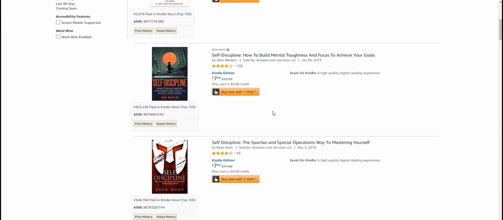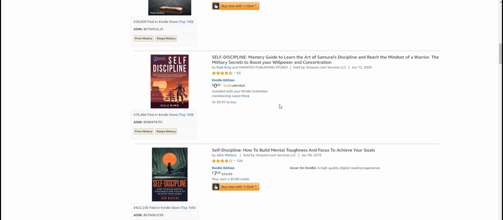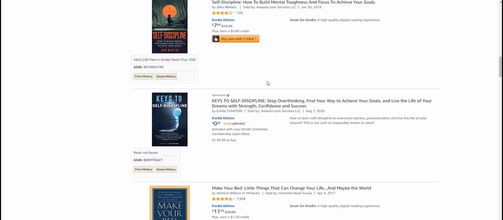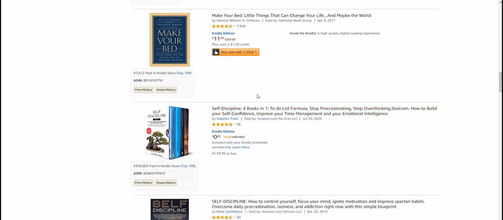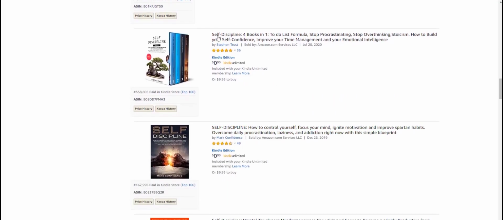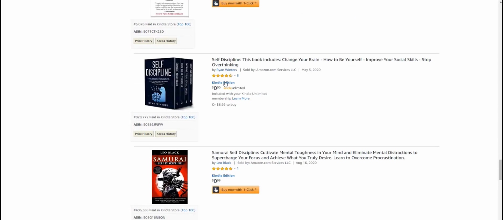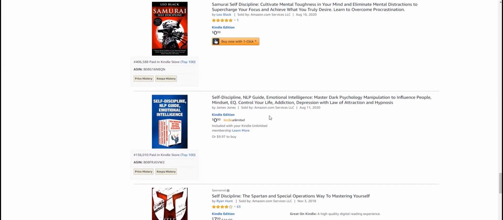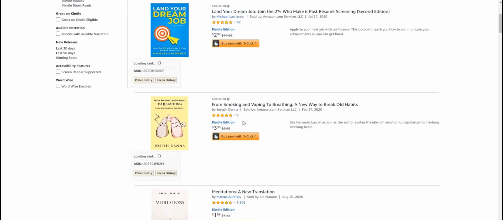First two are ads. As you're going through keywords, you want to look at what independent publishers are doing when they're bundling books, right? That's what all of us are doing to make really good money with this. So here's a self-discipline book, 4 books in one. There's one. Let's see if we find another one. Here is another one. And let's go to page 2, and then we'll get into some of the details here.